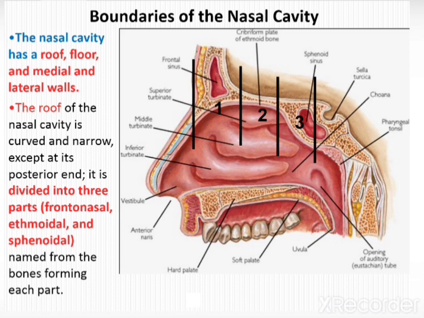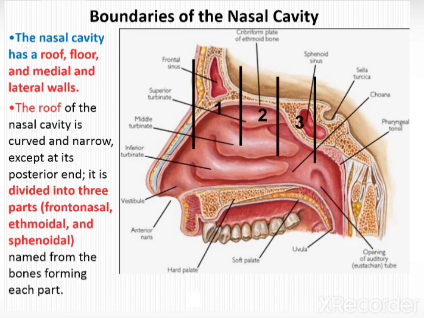The nasal cavity has a roof, a floor, a medial wall, and a lateral wall. So this is the lateral wall of the nasal cavity. The roof is curved and narrow except at its posterior end. So this posterior end is not curved and narrow. As we can see, it is quite broad.